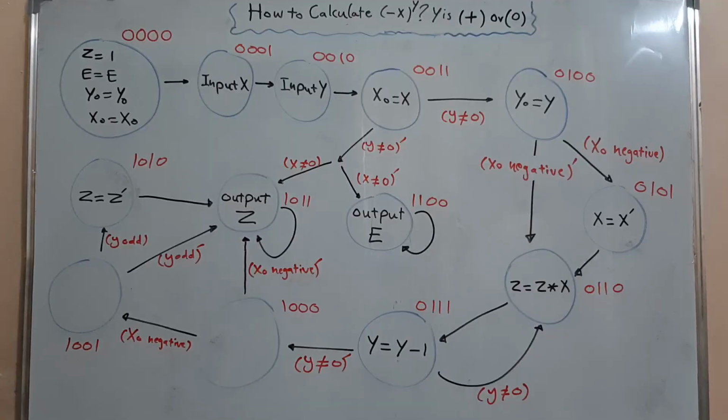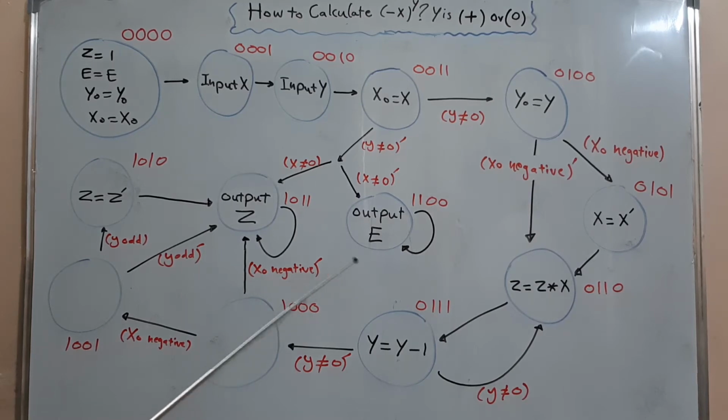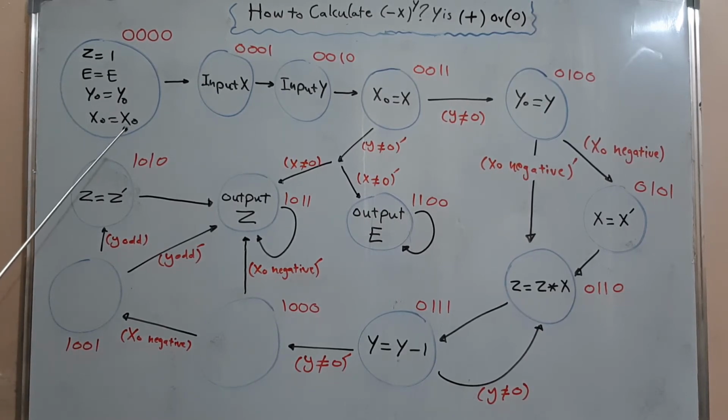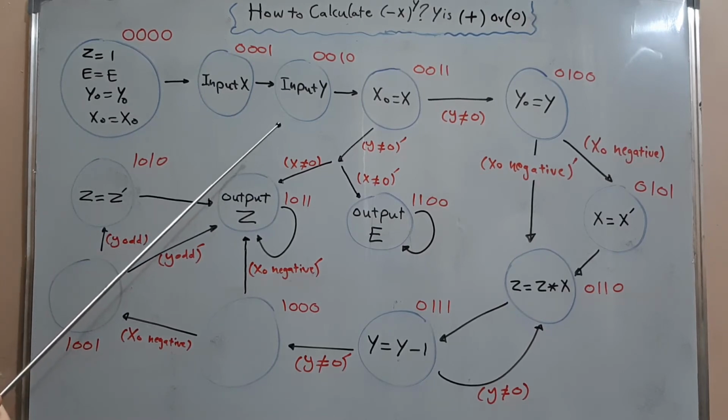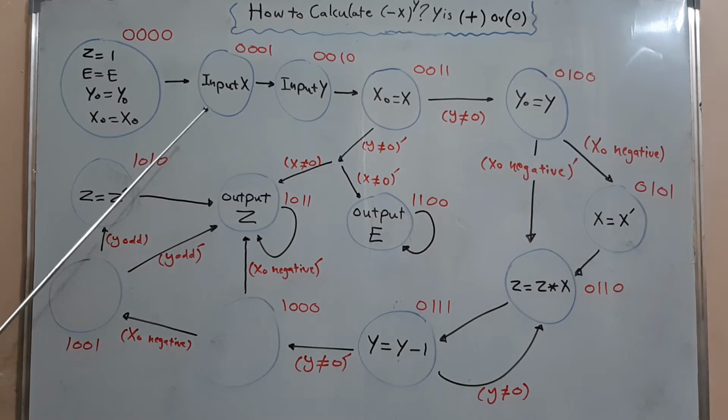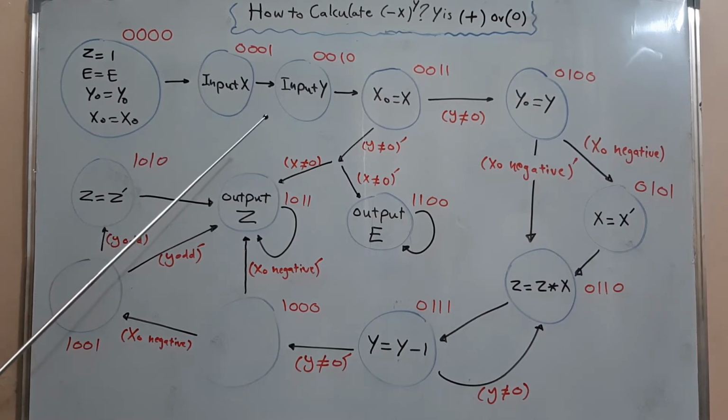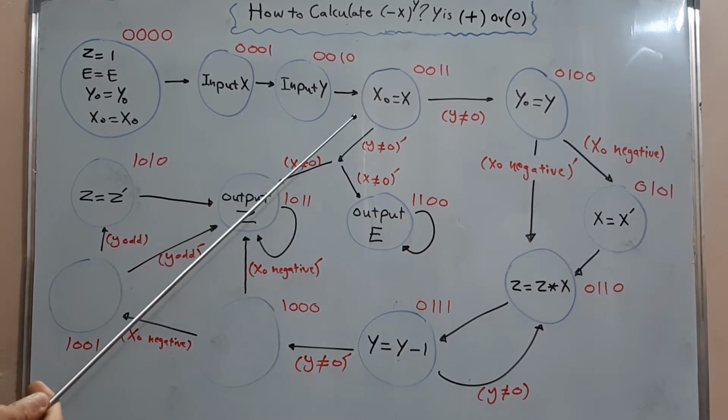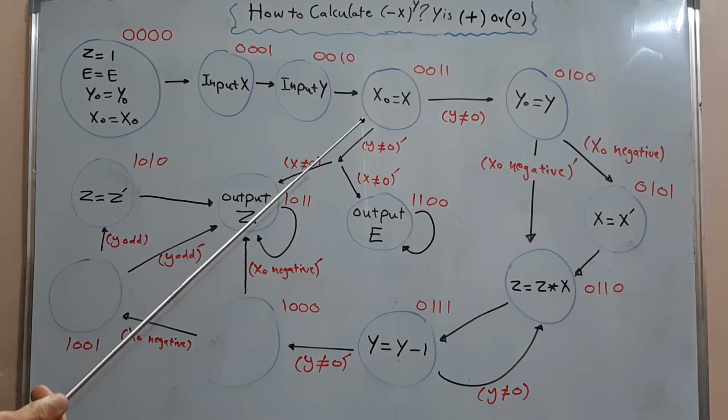The next state diagram of our algorithm is this. It's composed from 13 different states. In the first state, z will be equal to 1, e is equal to e, yo is equal to yo, xo is equal to xo. In the second and third states, there will be the input of x and y respectively. In the fourth one, xo will be equal to x.